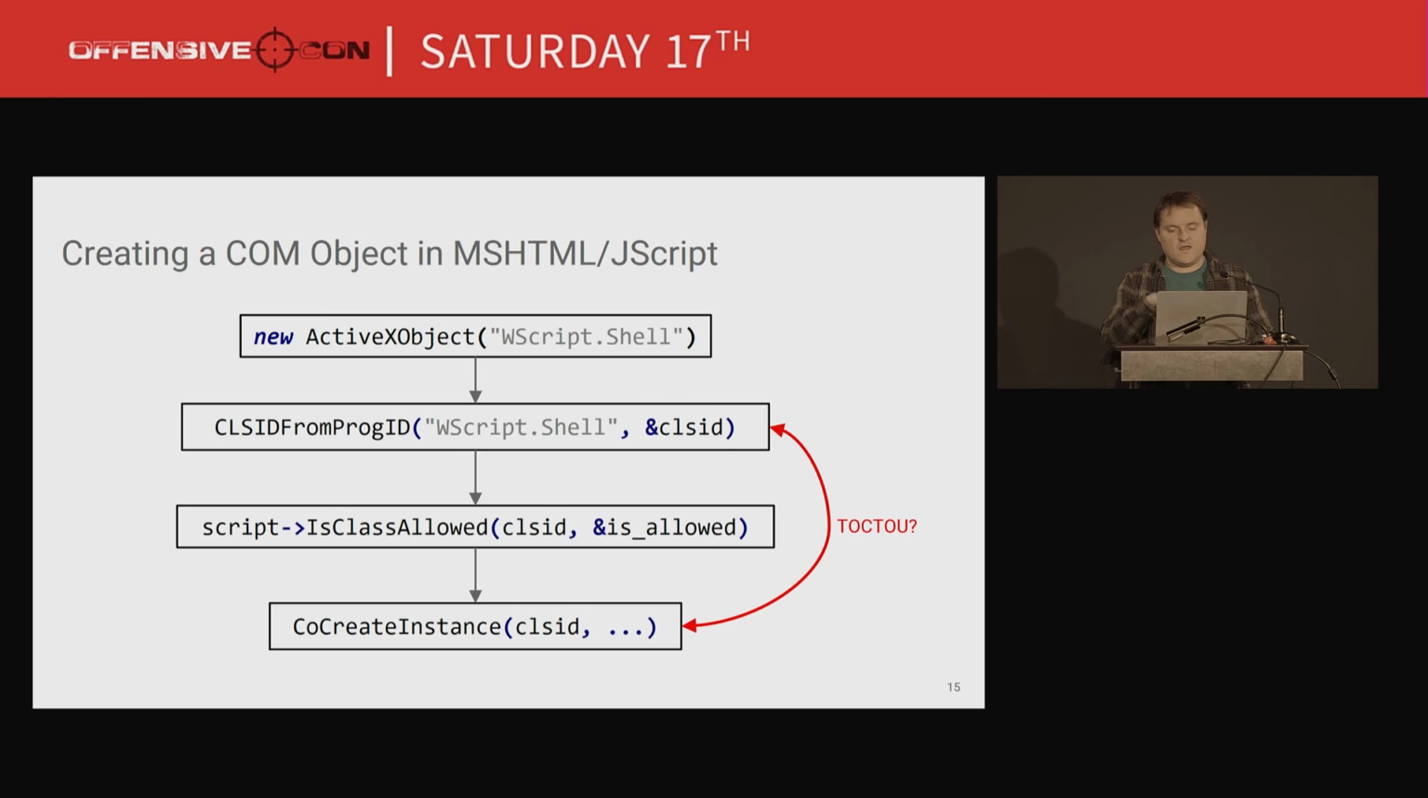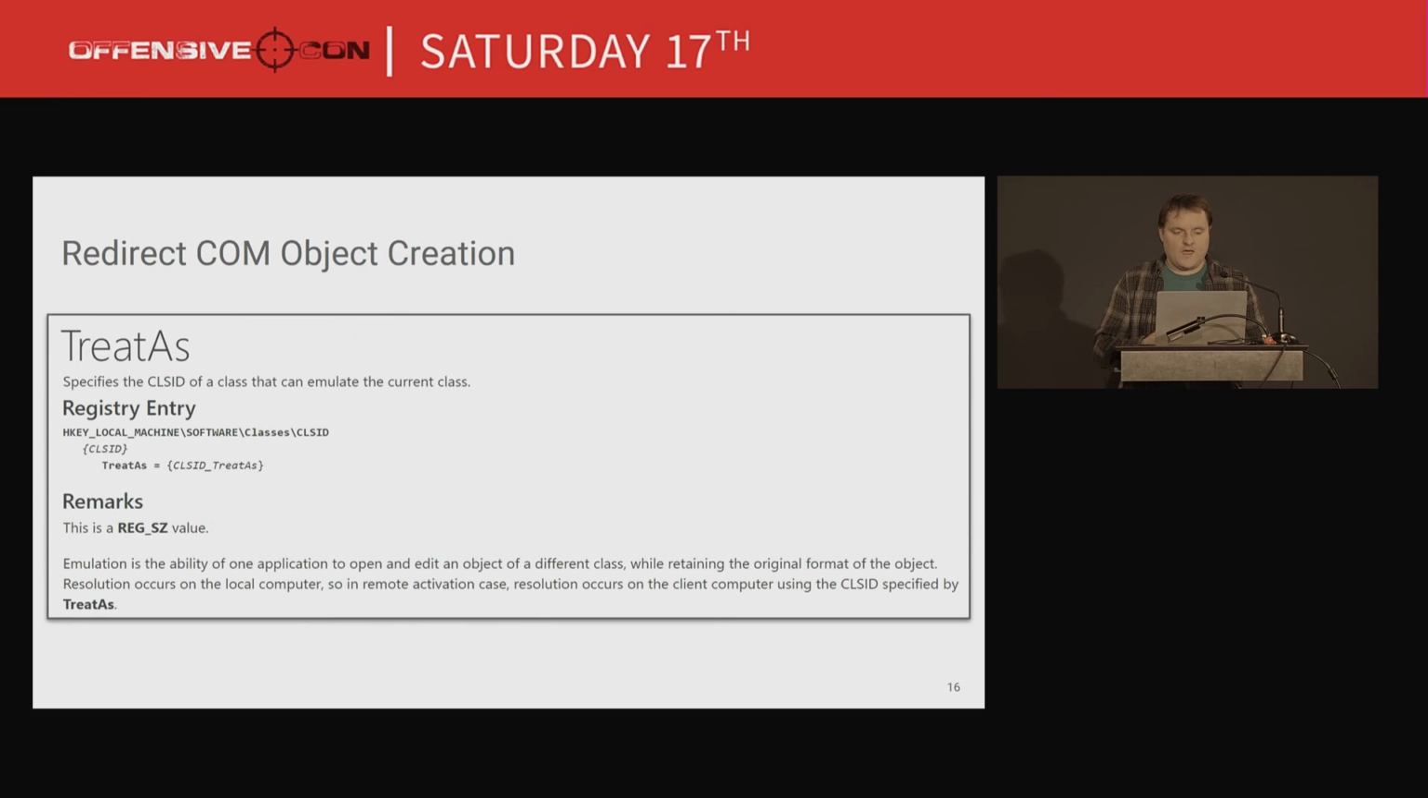And so if I could get the class ID to return a valid allowed class ID, but when passed to CoCreateInstance, actually created a completely different class COM object, then I would win. And one trick to doing that is something called the TreatAs key. And the TreatAs key is kind of like a symbolic link for COM objects.